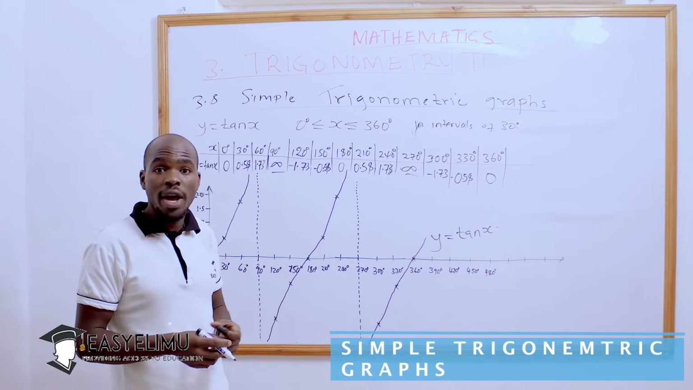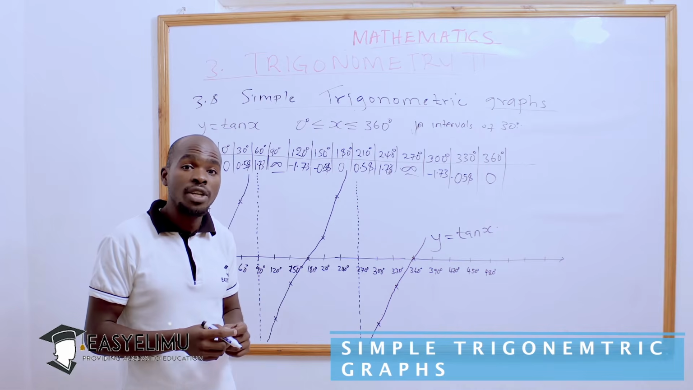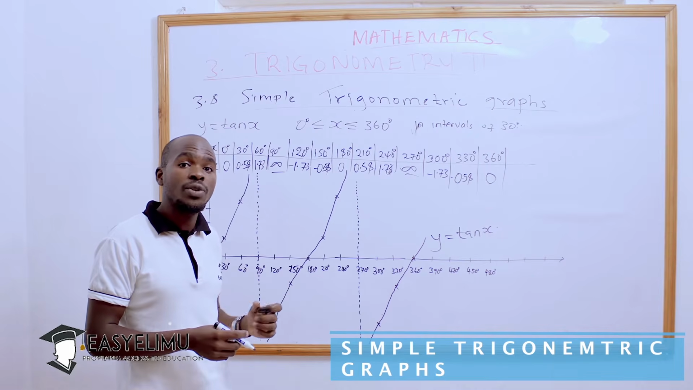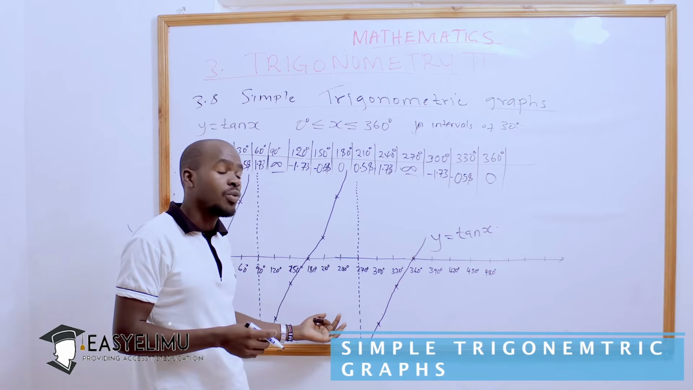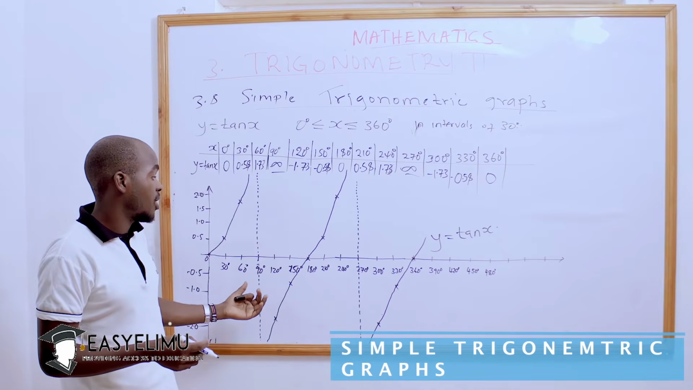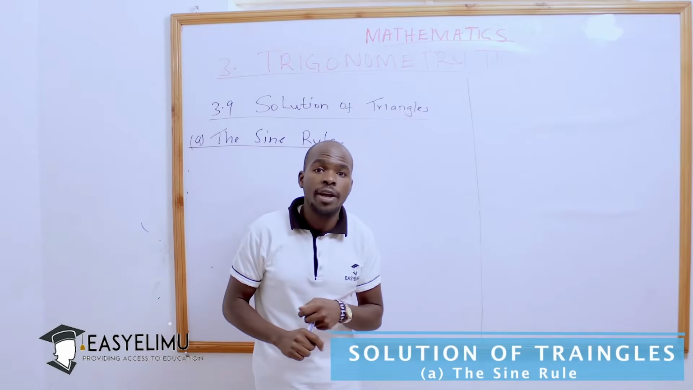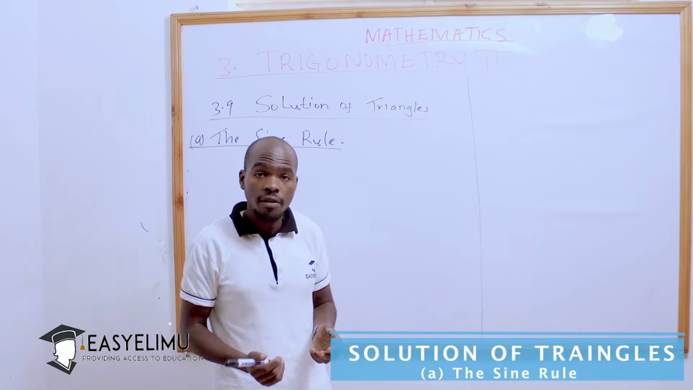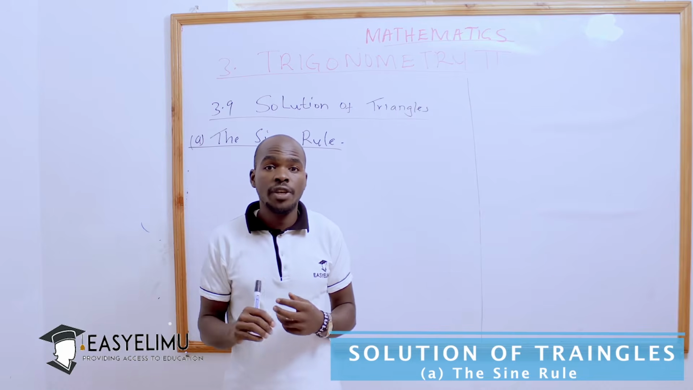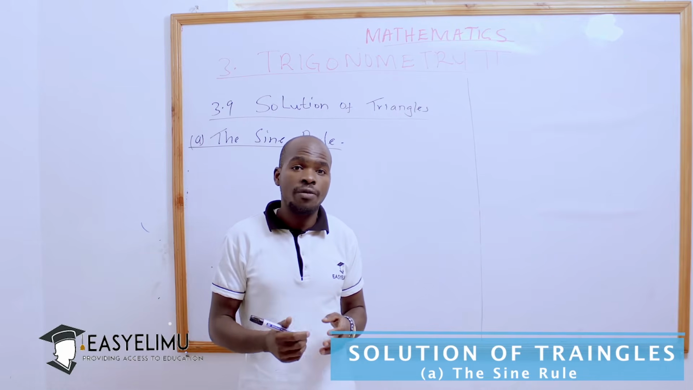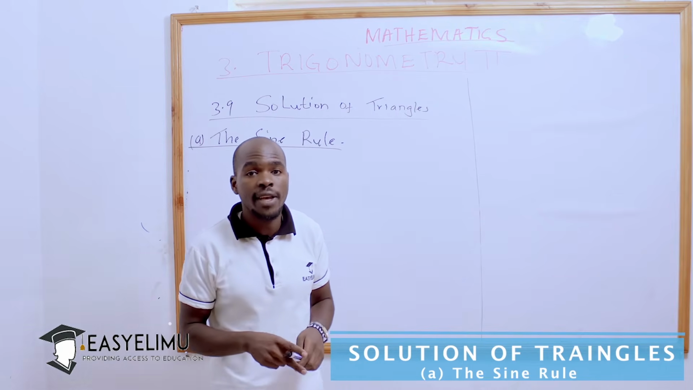We started with y equals sine x and saw how it looks, then y equals cos x. We are now finishing with y equals tan x, and you can see how the points behave. Next we are going to see how we can give solutions of a triangle using the cosine rule and also the sine rule. For this instance, we are going to start with the sine rule.